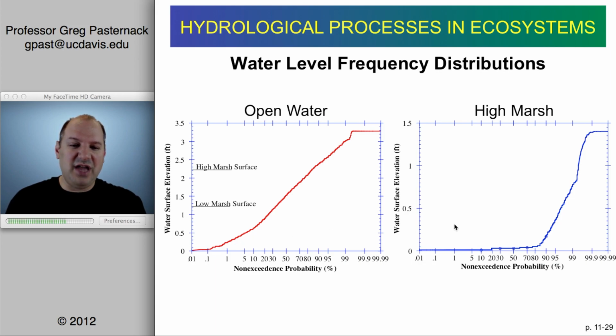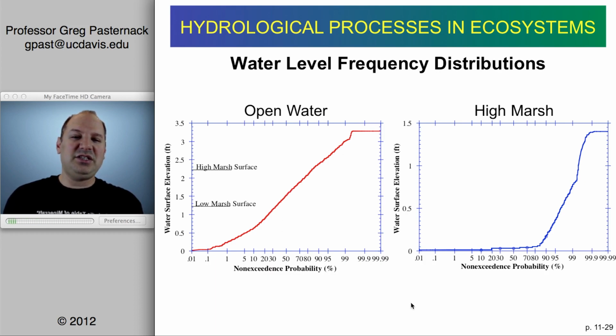Now, that totally changes for the high marsh, because the high marsh is dry. Let's go to here: 80% of the time, the water level barely exceeds 0.2 feet. Whereas here, one-tenth of 1% of the time is at that level. So the high marsh is way drier. The median condition here is dry. The median condition here is pretty wet.